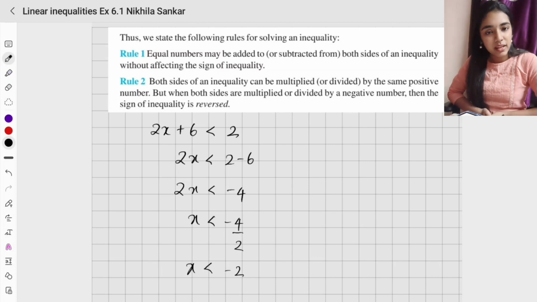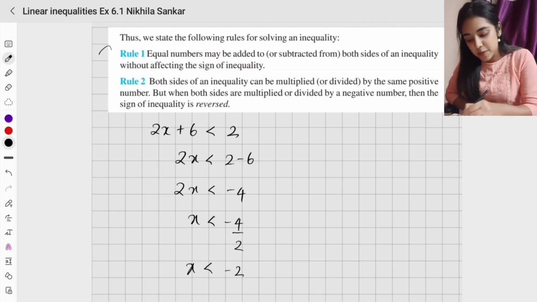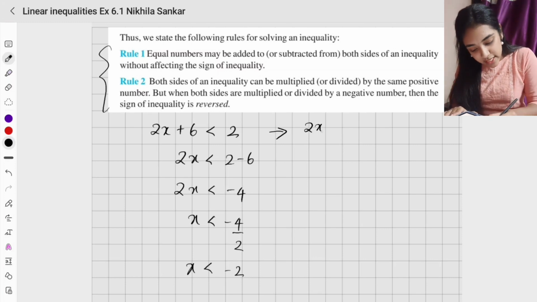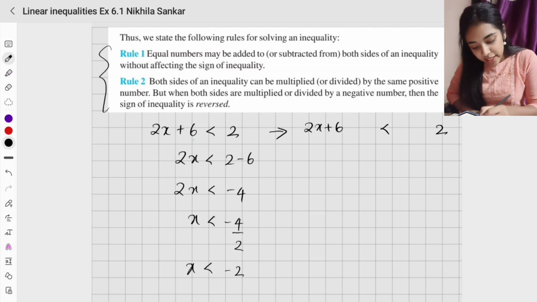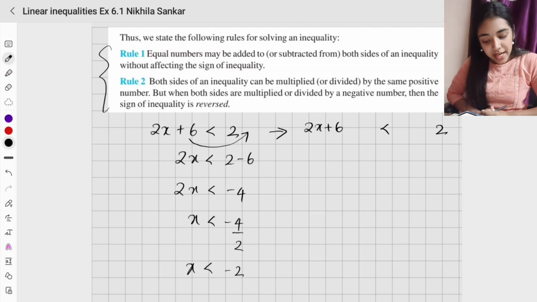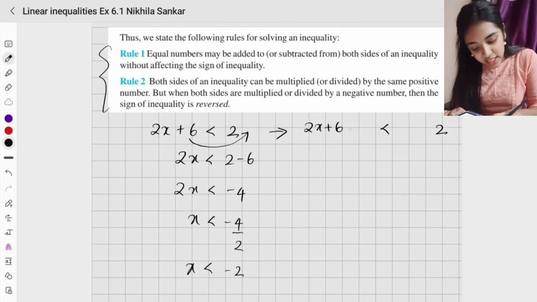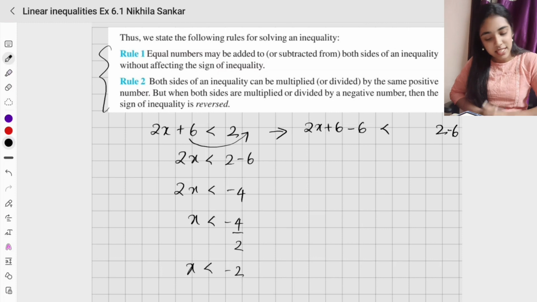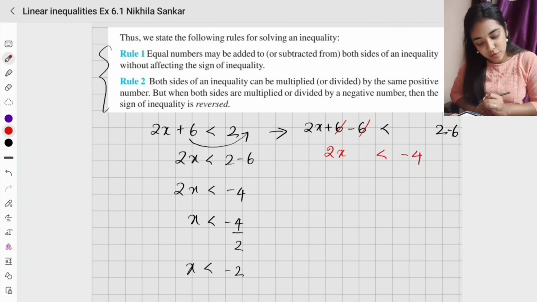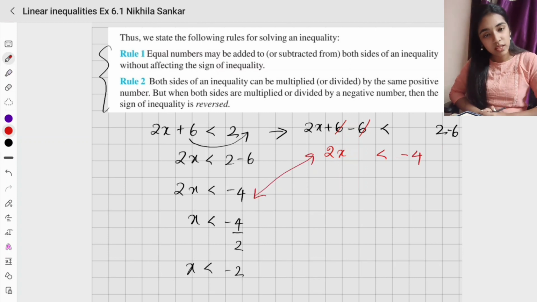What am I actually doing here? I'm going to explain these two rules with this example. So in the first step, I have 2x plus 6 less than 2. I'm trying to bring this 6 to the other side, or in other words, what am I doing? I'm subtracting 6 on both sides. So what will I have? The 6 and minus 6 cancel, and I'll be left with 2x less than 2 minus 6, which is minus 4. So that's the step. So what am I doing?